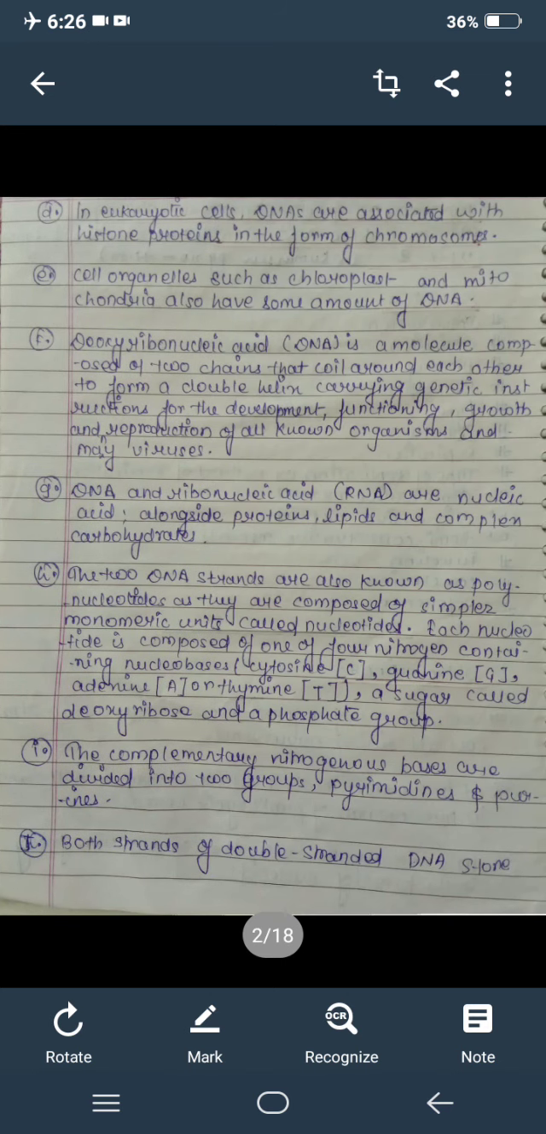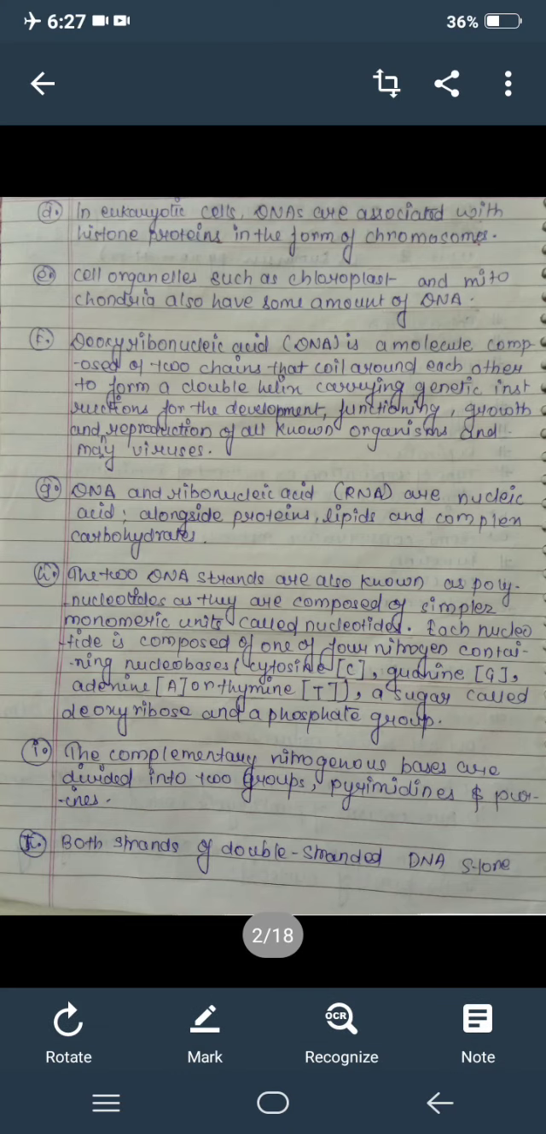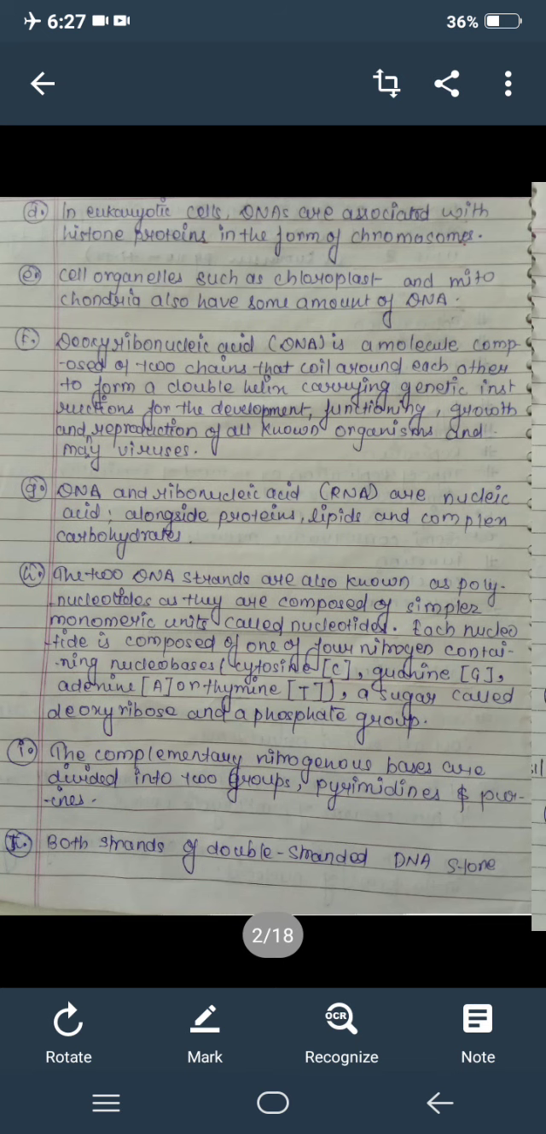Deoxyribonucleic acid is a molecule composed of two chains that coil around each other to form a double helix, carrying genetic information. The two strands are also known as polynucleotide, as they are composed of simple monomeric unit called nucleotide. The nitrogenous bases are cytosine, guanine, adenine, and thymine. The bases are divided into two, purines and pyrimidines.